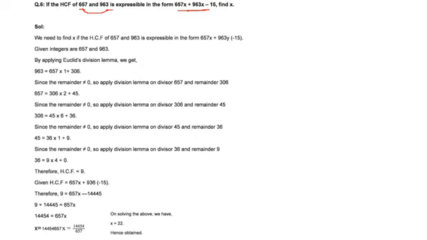Same thing, if the HCF of these two numbers is expressible in the form of this, we have to find out x. So we'll try to find out the HCF of 657 and 963 using the division lemma, and then we just equate it with this number. So here, I hope that you'll be able to find it by this method. 9 will be your HCF, so you just have to equate 9 with 657x plus 963x minus 15, and we have to solve for x, and this is the solution. X will be 22.